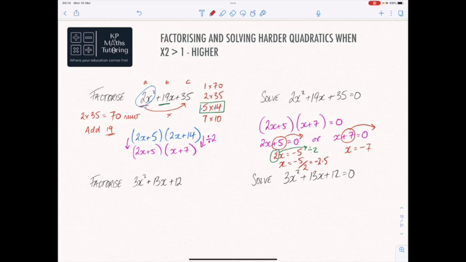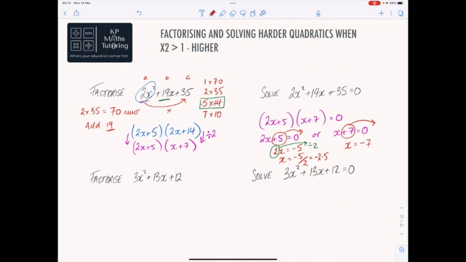Okay, what you can do now is pause the video again. Have another go at these bottom two. See if you can follow the methods I've just done. If you need to go back and watch the video again, do so. And see if you can figure out the process yourself and have a go answering the bottom two.